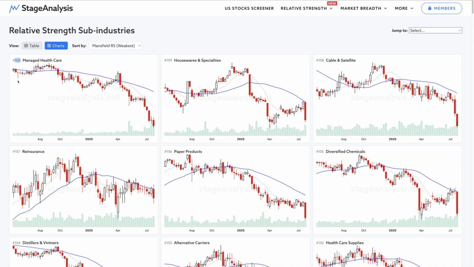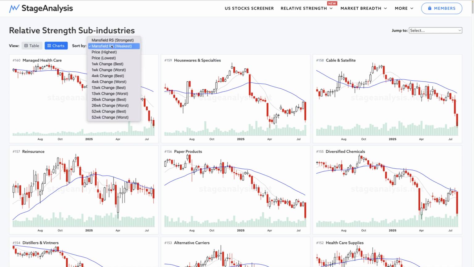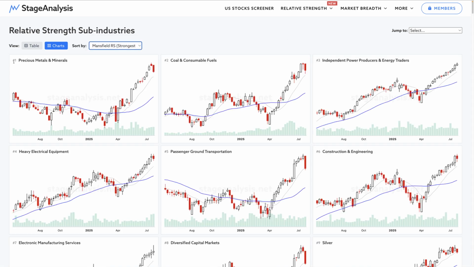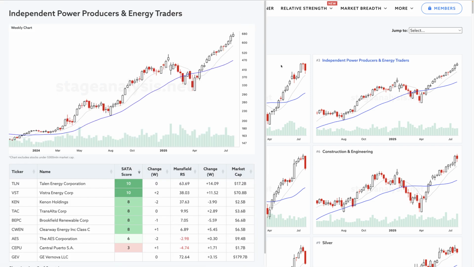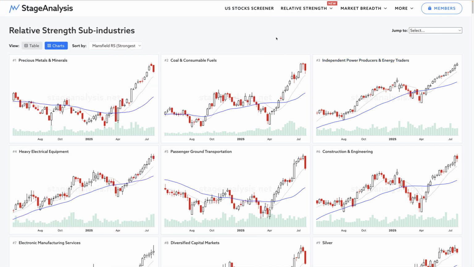So this is the weakest of the sub-industries overall at the moment. You can see it's rank 160. These numbers here indicate the overall rank by relative strength. And if we go back to strongest here, you see precious metals and minerals, coal and consumable fuels, independent power producers. These are the stronger areas at the moment. You can see it's been in a very strong stage 2 advance for a while.